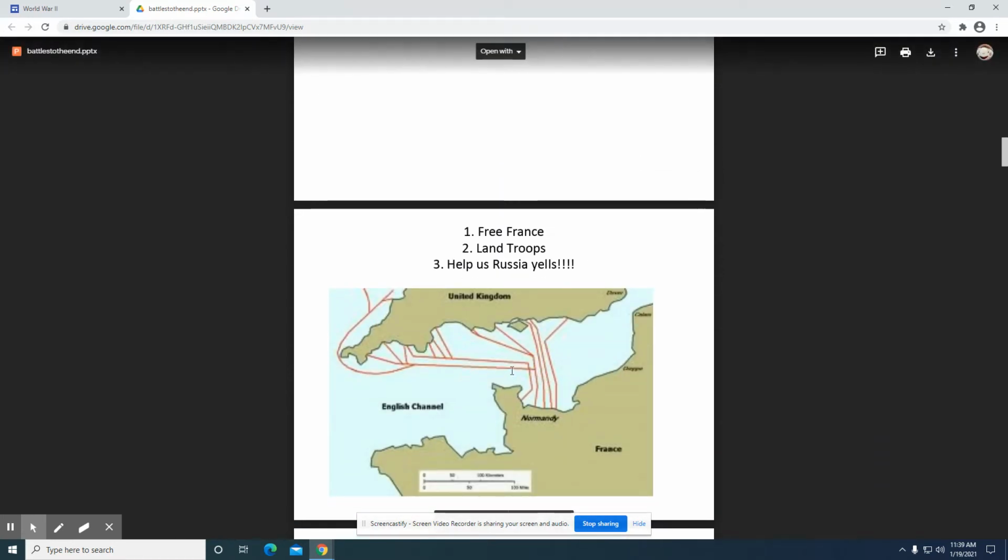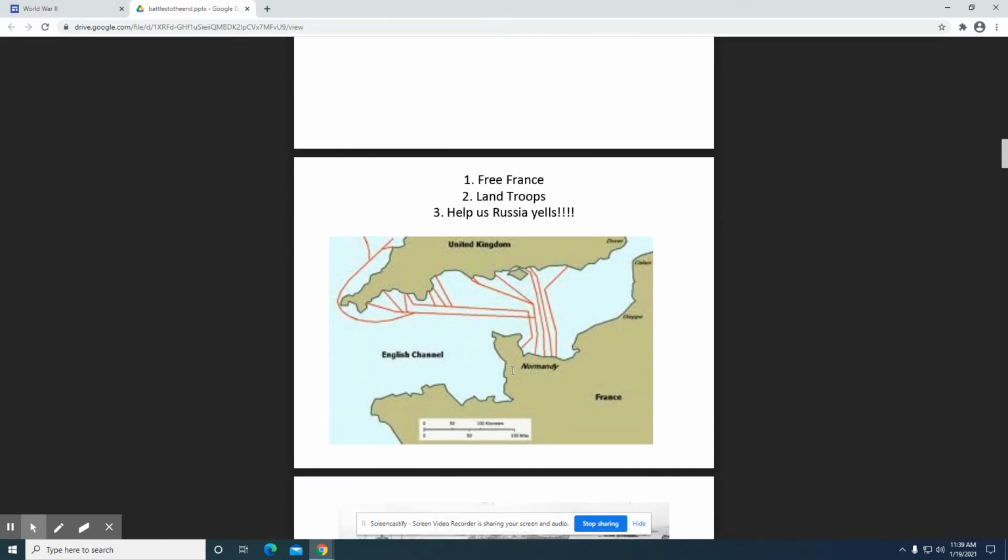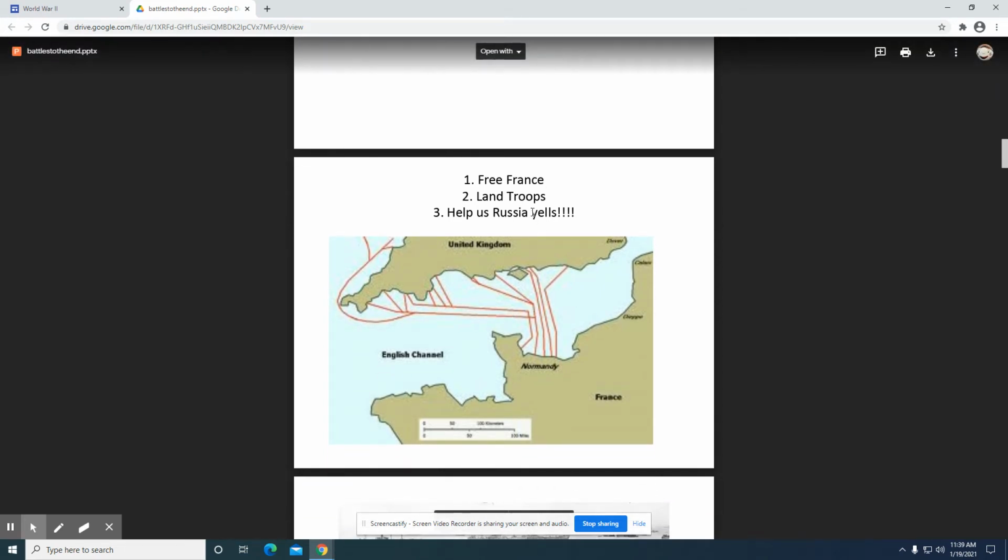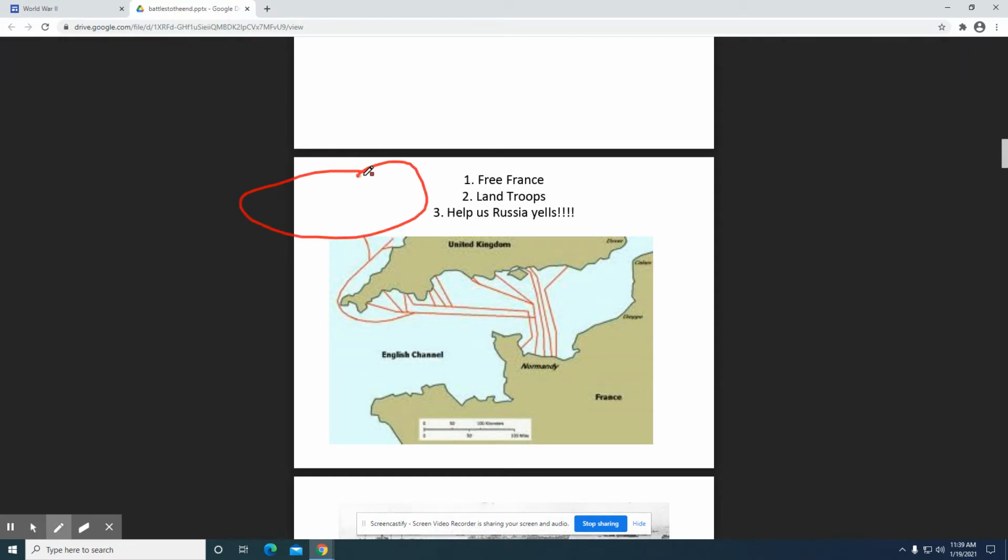So when we look at the Normandy invasion, we have a couple of additional goals here that are outlined: free France, land troops, and Russia on the other side is probably saying, save us. If we're looking at a map of Europe and the Allies are coming in this direction, the Russians over here, and they're ultimately going to complain that there seems to be a lot more Russian death on the Western Front. East would be over here, West would be over here.